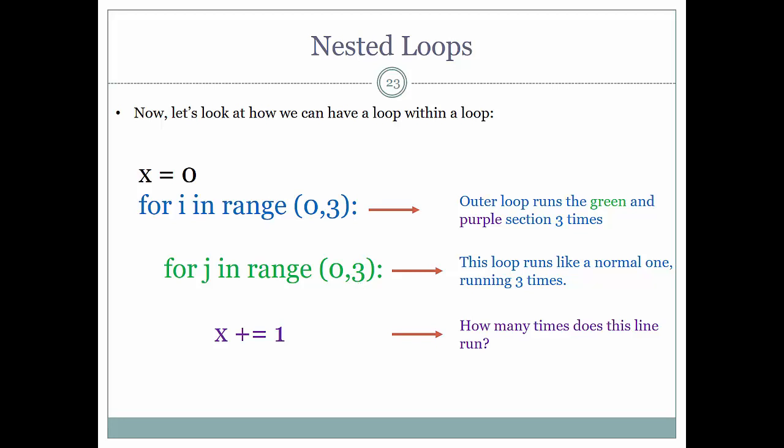So in total, if we need to count the number of times that the purple line will run, we just need to take 3 times, because 3 minus 0 is 3, multiplied by the number of times that the inner loop will run. So outer multiplied by inner. So 3 minus 0, 3 minus 0 is 3, times 3. That gives us 9 times.